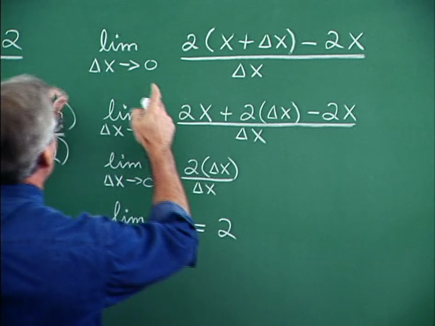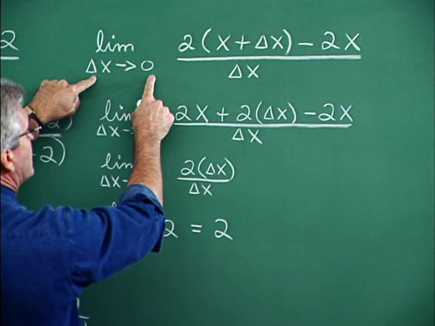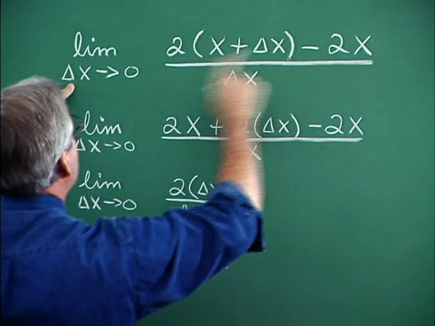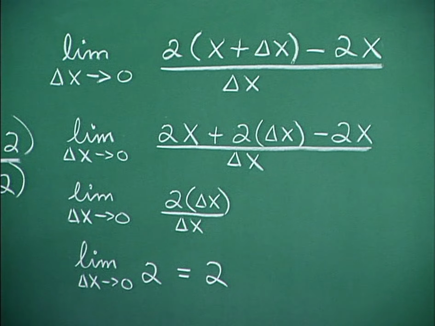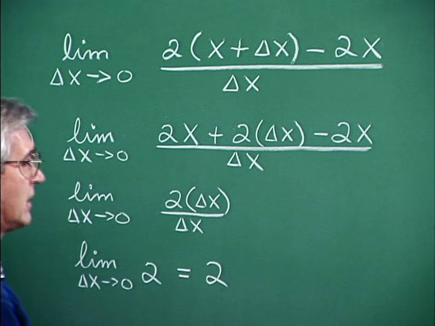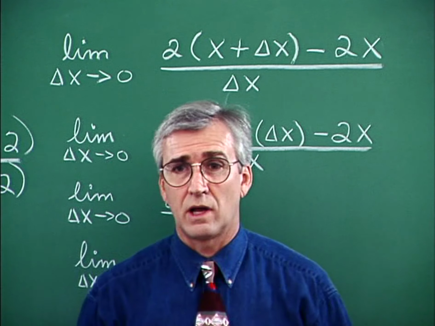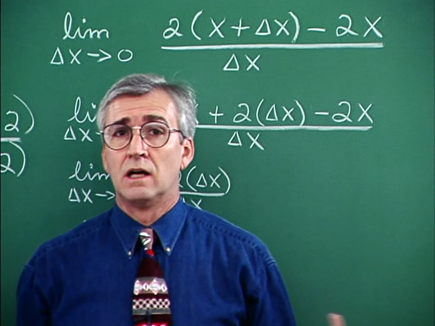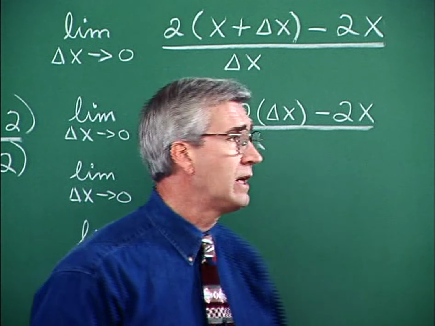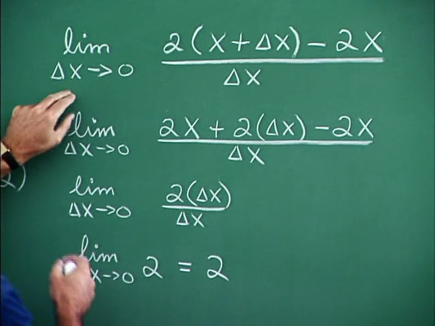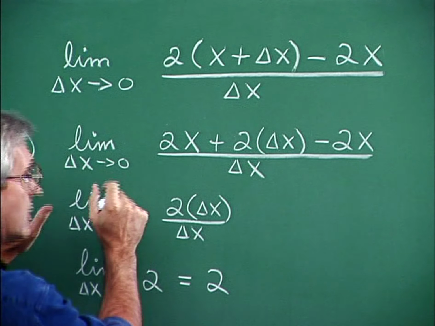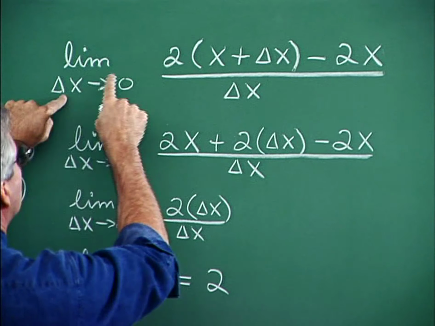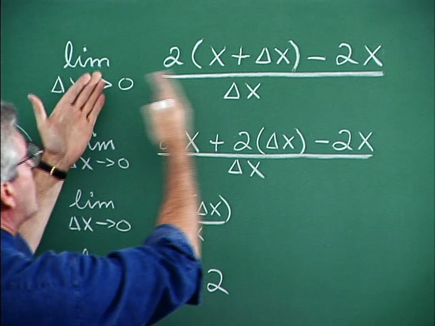Here's one example. The limit as delta x approaches 0 in this expression. Now, delta x, there's nothing mysterious about delta x. You may have seen the notation before. Don't worry about it. It just is playing the role of any other variable, let's say, for our purposes right here. So we have delta x as a single entity. This is not delta times x, it's delta x. Okay? So as this amount approaches 0, what's going on over here?